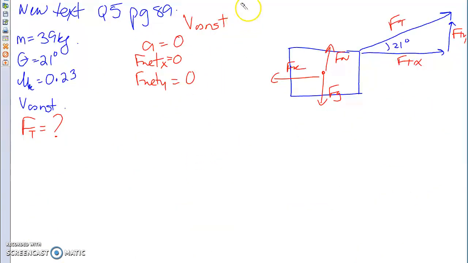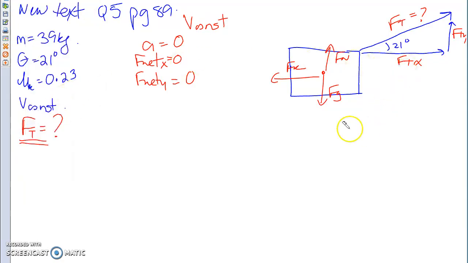Okay, so this is question number 5 from page 89 in the new textbook. We have a mass that's given, 39 kg, a tension that is not given. We are just given an angle of 21 degrees. We haven't been given the x component or the y component. We're given mu k, and we are given that the object is moving at a constant velocity. We are trying to figure out what the tension in that rope is going to be.